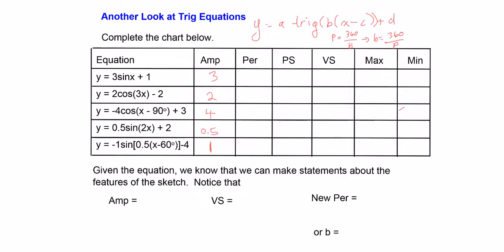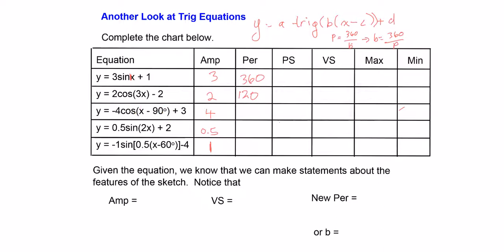Now, dealing with the period, just like we talked about before, the period was equal to 360 divided by whatever B value was sitting with the x in each bracket. For the first one, the period is 360 because there is no B value. Essentially, there is a 1 sitting in front of the x, so 360 divided by 1 gives us 360. Now we're going to have 360 divided by 3 for the next one. With the 3 sitting on the x, we take 360 divided by 3 to get 120 degrees.